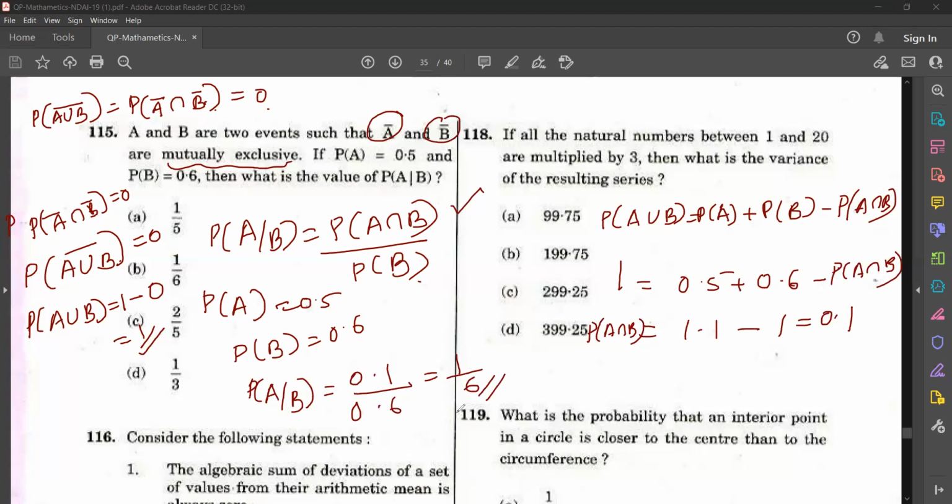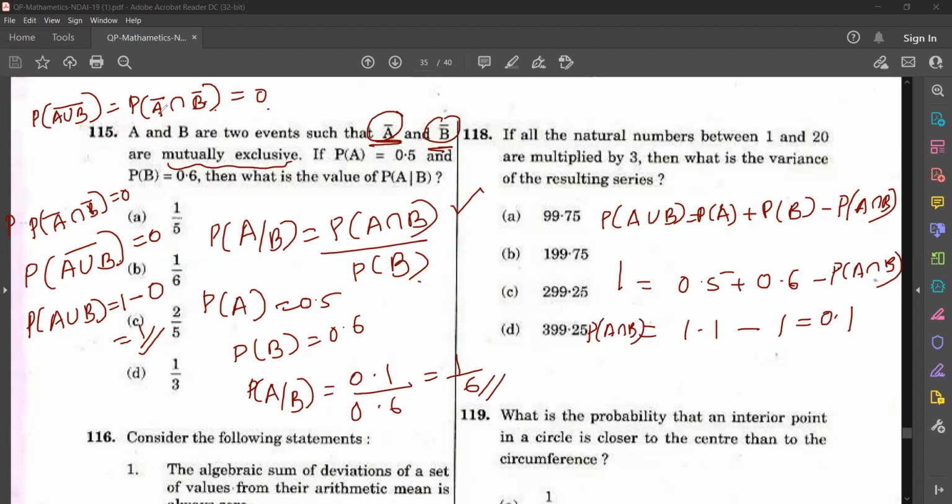Understood? So what are the formulas that we have used here? They have given that A bar and B bar are mutually exclusive. What do you mean by mutually exclusive events? Mutually exclusive events means they will not have anything in common. So their intersection will be 0. So the intersection of these two will be 0.